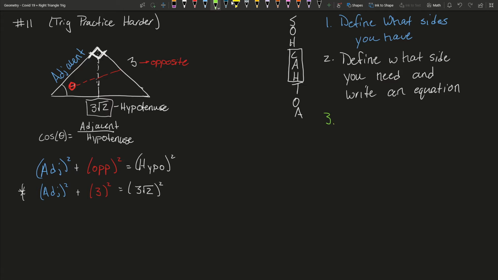The next step is to solve for that missing side, if we actually need to solve. Again, if this was sine, which is opposite over hypotenuse, we wouldn't need to solve for the third side, because we already have the two sides we need. In this case, we don't have the two sides we need. So then we just simplify. We still don't know what the adjacent is.